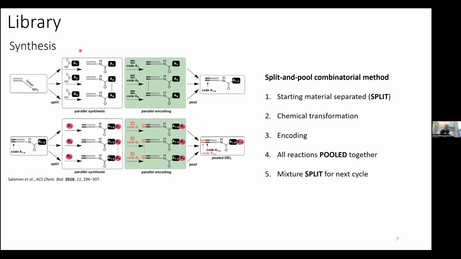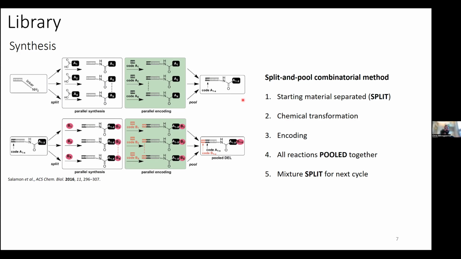And then we start with the first chemical reaction. We introduce the first building block. And then during the second step, for each building block, we need to do a DNA ligation on the other part of the conjugate. And we introduce a different code for each building block we use. And then we pool all these conjugates together, and we are getting a mixture. And this is how the first cycle ends. So this is an example of having a two-cycle library.